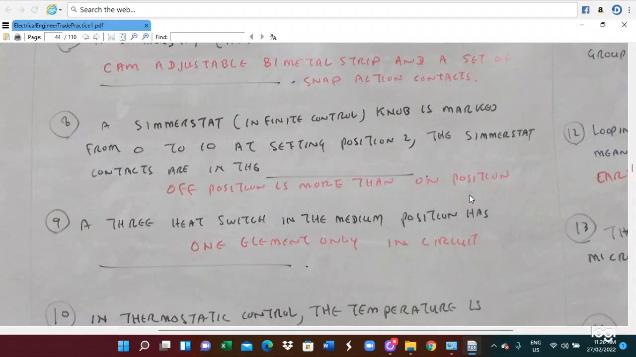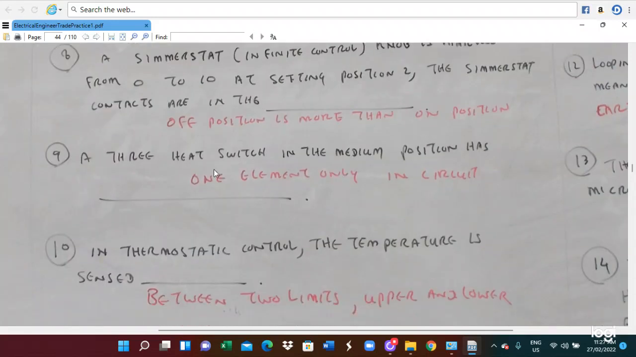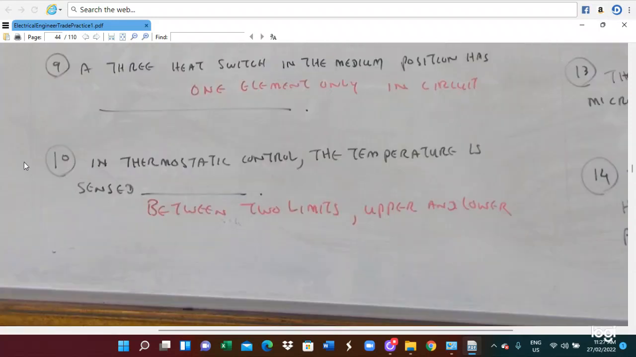A simmerstat, or infinite control, is marked from 0 to 10. At setting position 2, the time in the off position is more than in the on position. At 3, heat is switched on; the medium position has only one element in the circuit. In thermostatic control, the temperature is sensed between two limits, upper and lower.